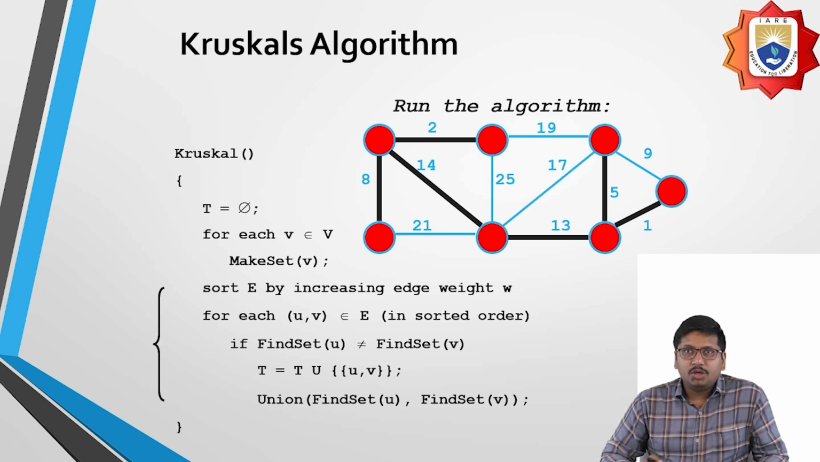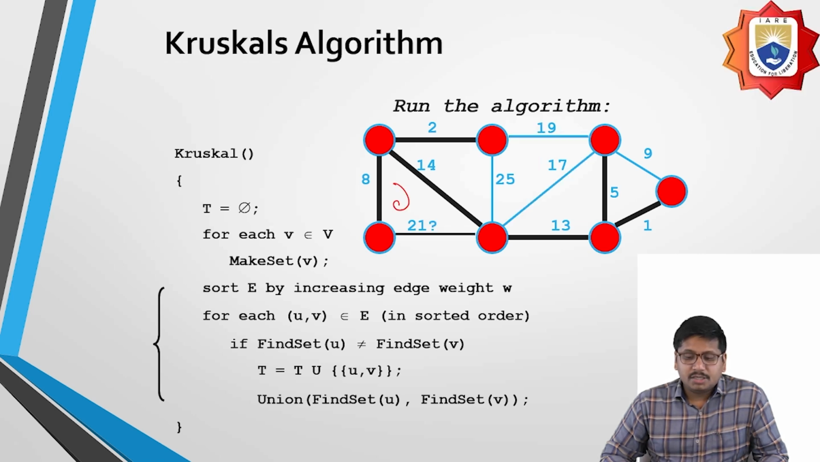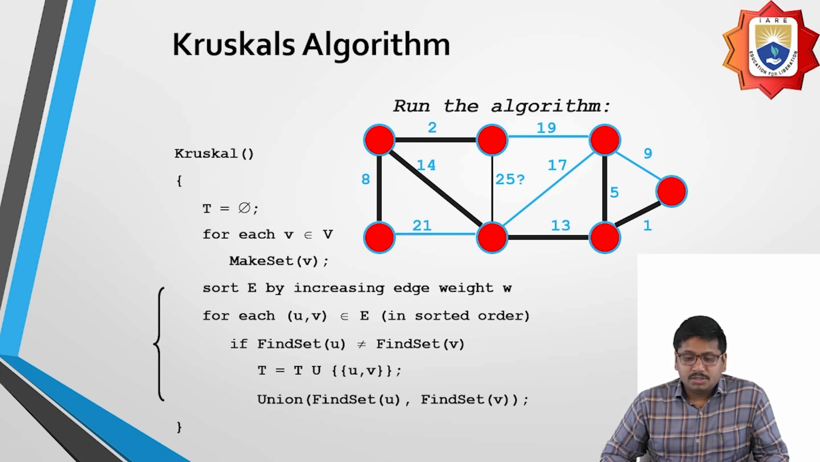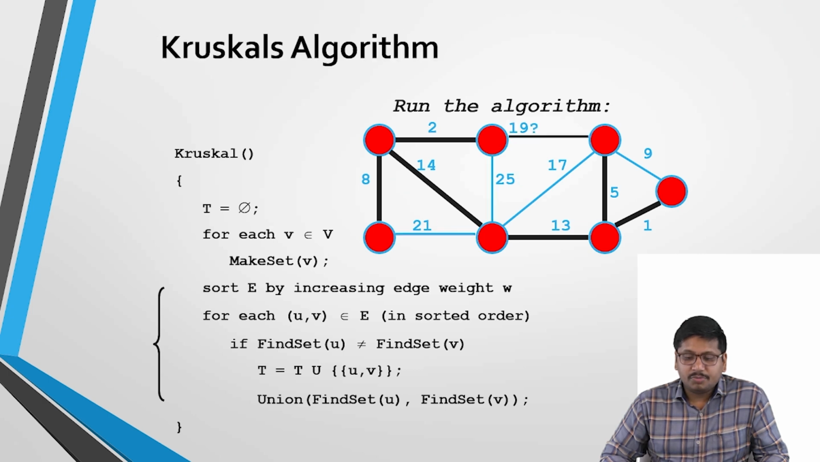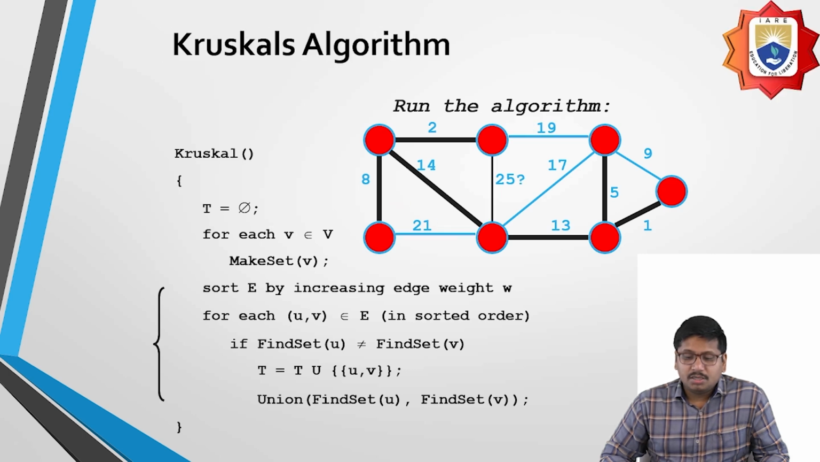So like this I'm going to select edges in the construction of the spanning tree by using Kruskal's algorithm. I have to check the remaining cases also, and find them out one by one. So what is the next minimum? 25. So 25 is going to form a cycle. 21 also forms a cycle. 19 is also going to form a cycle as well.